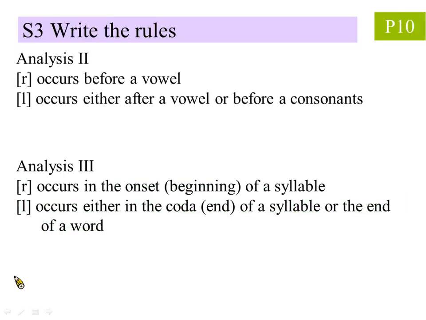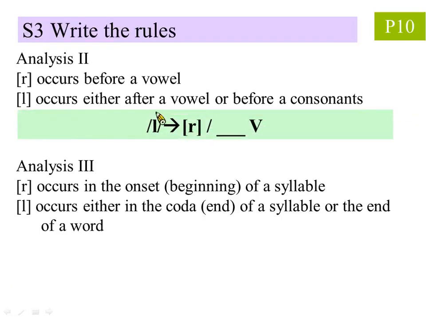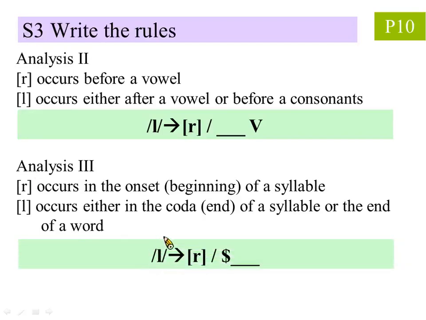Lastly, we state the rules which derive the phonetic forms. If we write a rule based on the second type of analysis, we have when the phoneme occurs before a vowel, it becomes L. If we write a rule based on the third type of analysis, we have when the phoneme occurs in the onset, which is the beginning of a syllable, it becomes L.